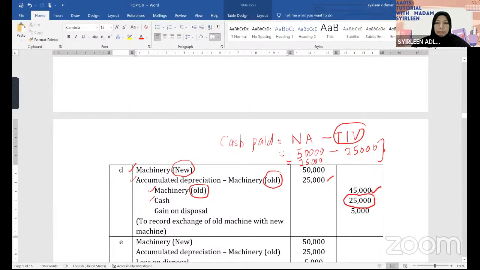Okay, alright. So on the debit side, you ada 75,000. Okay. And on the credit side here, okay, you ada 70,000. Tak cukup kan? Okay. So the amount yang kita kena top up berada di sebelah kredit. Nilai dia ialah RM5,000. Okay. So what is RM5,000? RM5,000 ni is actually your gain on disposal.